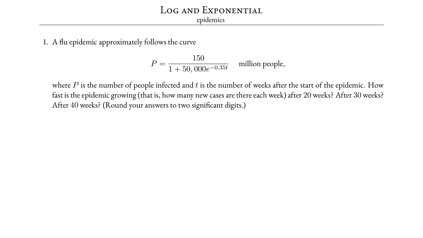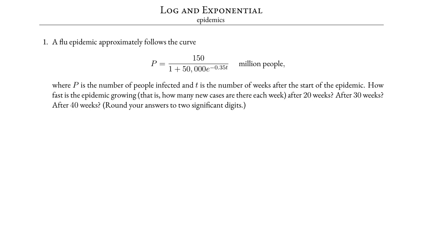A flu epidemic approximately follows the curve p equals 150 over 1 plus 50,000 e to the negative 0.35 t million people, where p is the number of people infected, in millions, and t is the number of weeks after the start of the epidemic. How fast is the epidemic growing? That is, how many new cases are there each week after 20 weeks, after 30 weeks, and after 40 weeks? Round your answer to two significant digits.